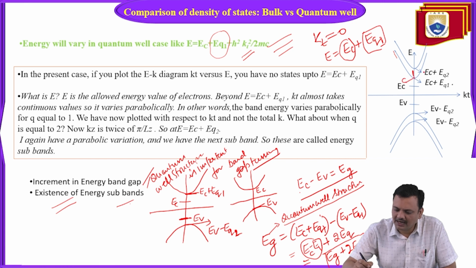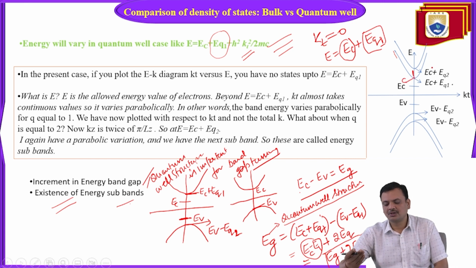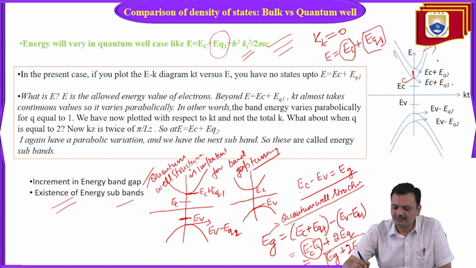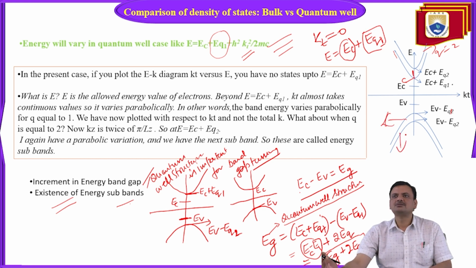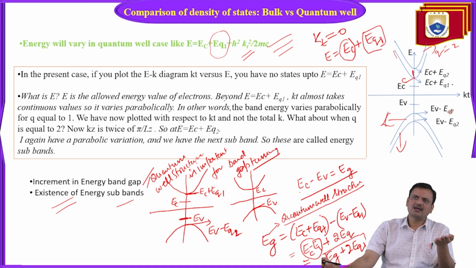Suppose this is the first band for q is equal to 1. This is the second band for q is equal to 2. This is in the valence band region. This is the first subband. This is the second subband. So you can say there is an existence of subbands.